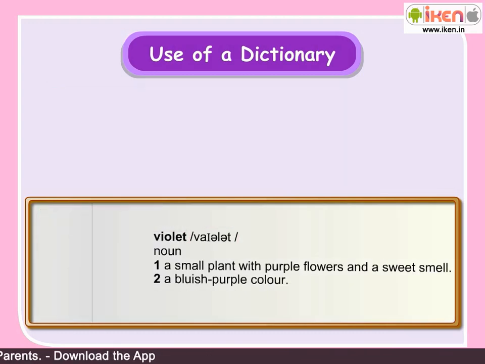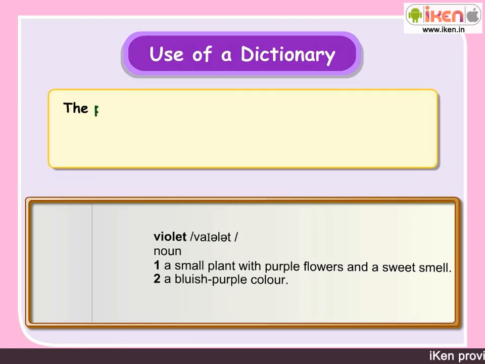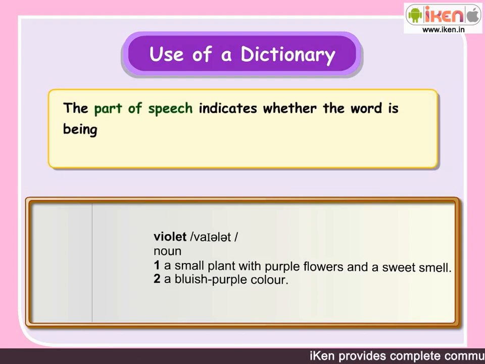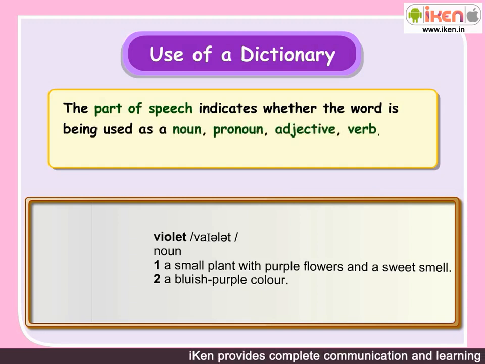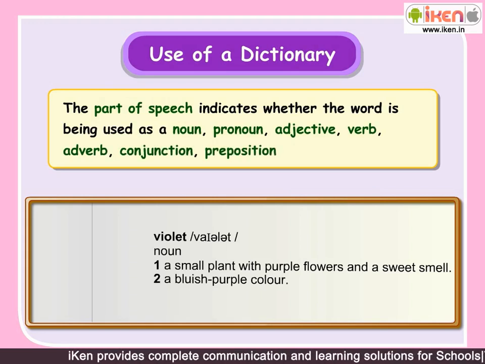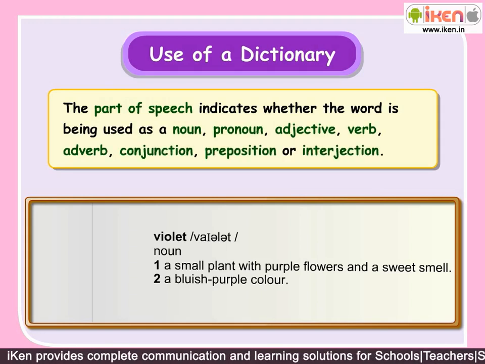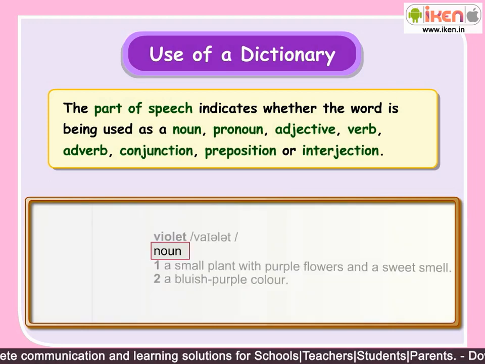The dictionary provides a part of speech in abbreviations for each definition of an entry word. The part of speech indicates whether the word is being used as a noun, pronoun, adjective, verb, adverb, conjunction, preposition, or interjection. Here, the word violet is used as a noun.